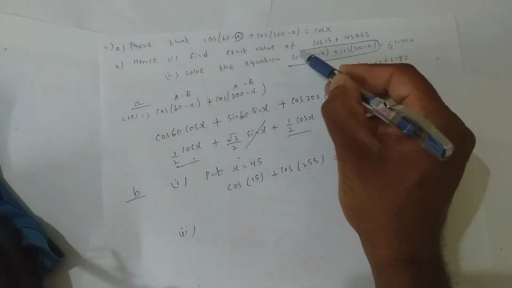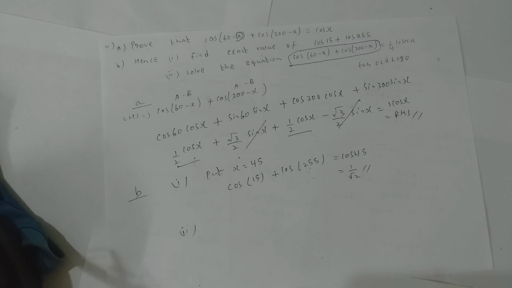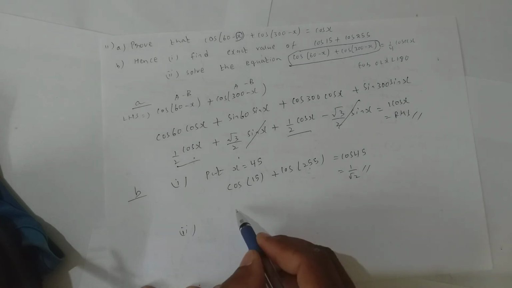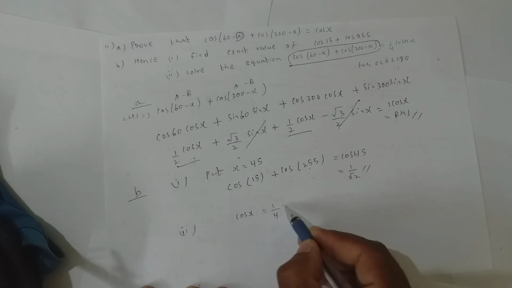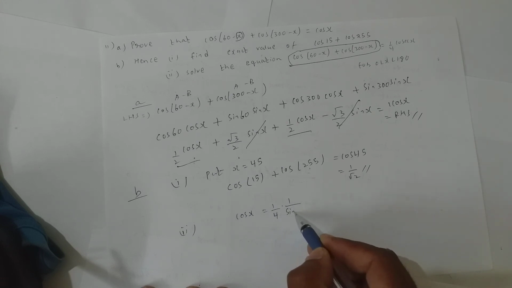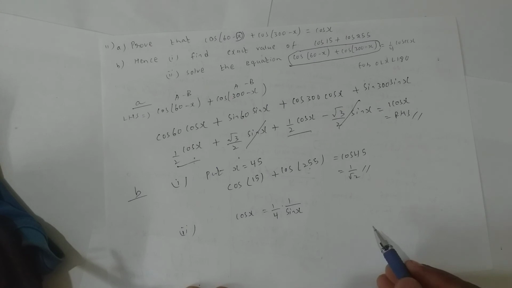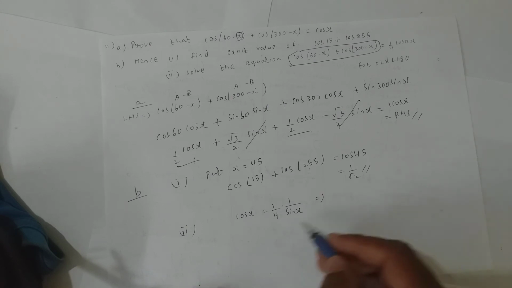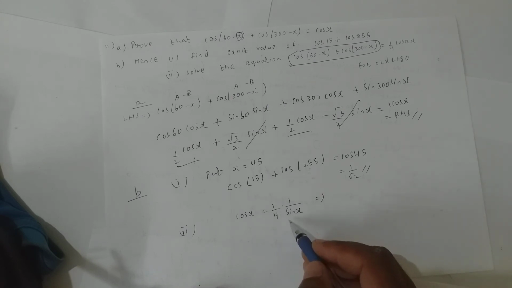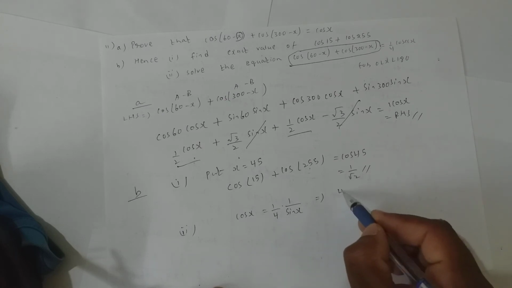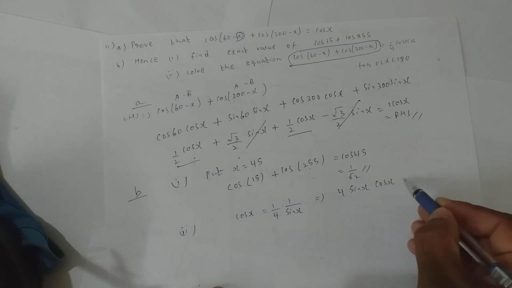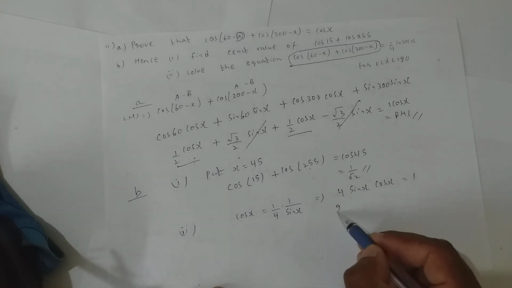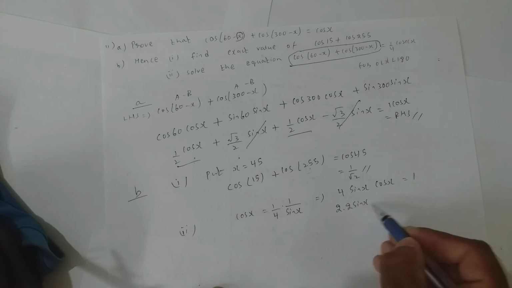Again, in place of this thing, I will use the first bit answer, which is cos x. So cos x equal to 1 by 4th of cosecant, which is 1 by sine x. Fair enough. So now if I send 4 sin x that side, it becomes 4 sin x cos x equal to 1. This 4 I can write as 2 into 2 sin x cos x. Why?